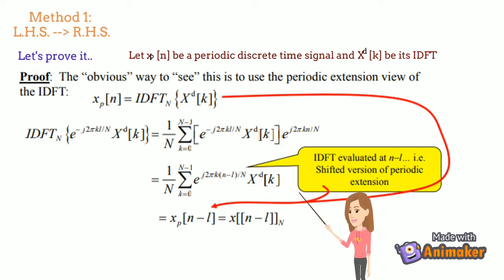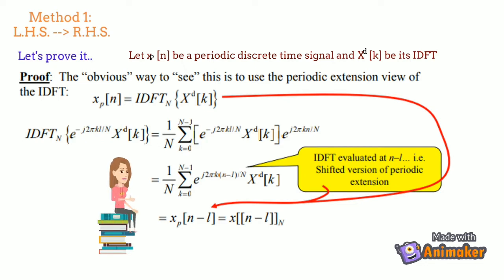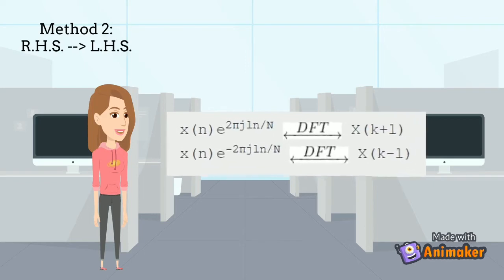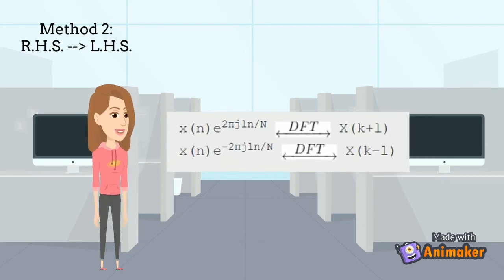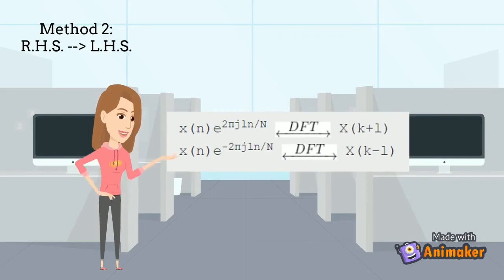If we apply modulo to the same, we get x of n minus L modulo N, which is the RHS part. Hence, we proved LHS is equal to RHS, and hence we are done with the proof using the first method. Let's move on to the second method, that is RHS to LHS.